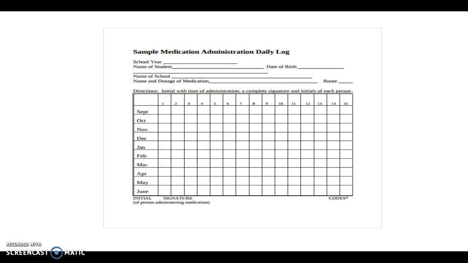Here's an example of a daily log for medication administration for a student. They do look different in a facility versus a school, like at a nursing home or home health setting. All the MARs are going to look different, but they're going to have the same information on it. So for the school one, you want to make sure you have the school year, the name of the student with their date of birth, which school they are attending, and then for this one, it's an individual MAR, so what medication are they taking and what's the dosage and the route that the medication is supposed to be given through.